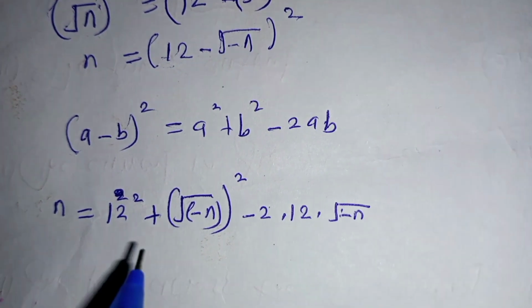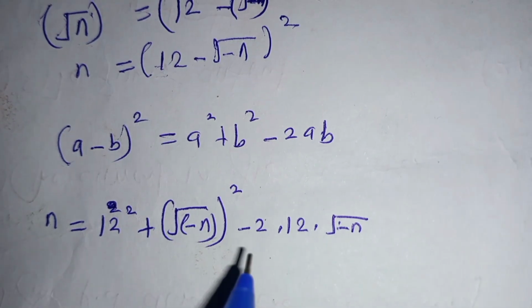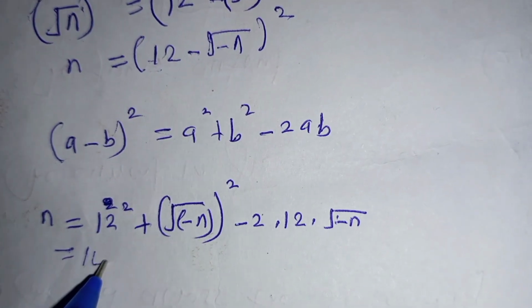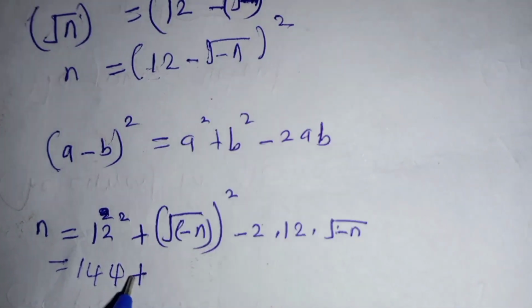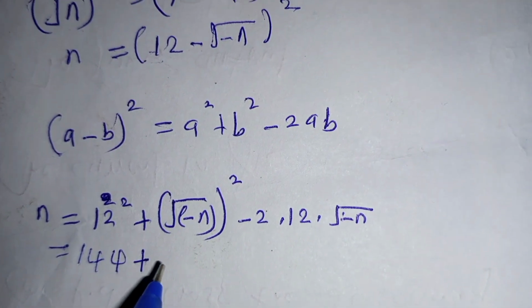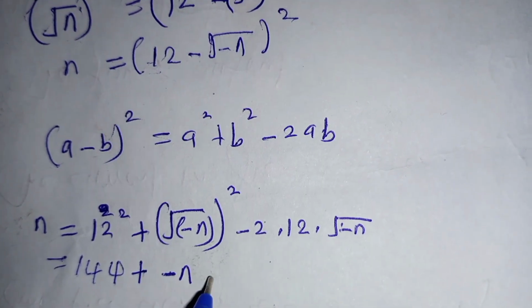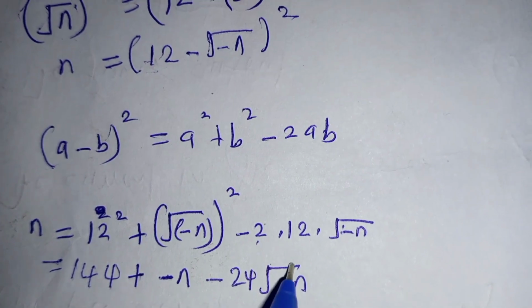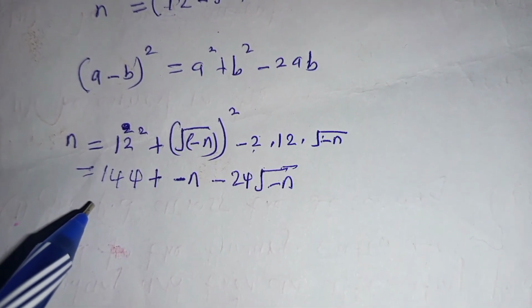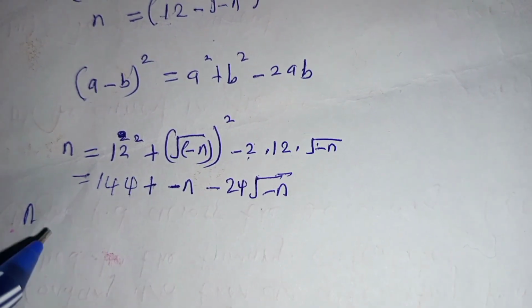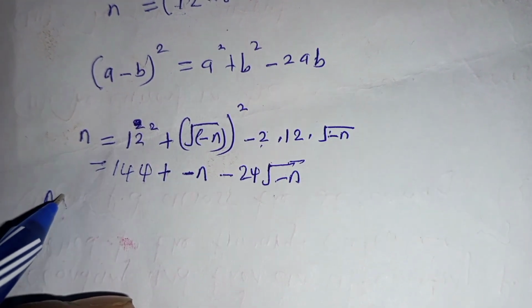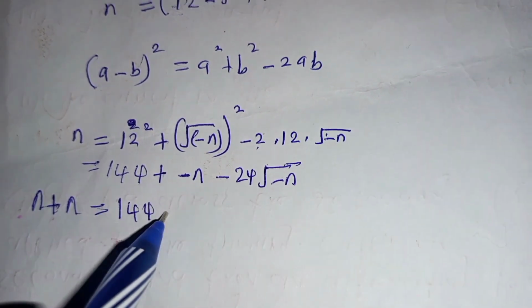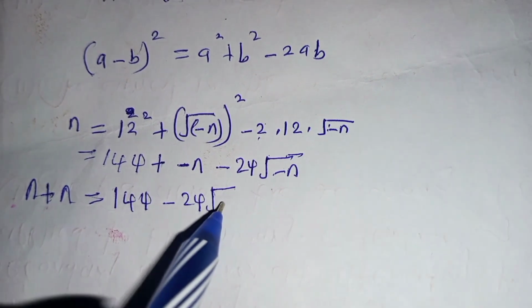So we substitute in this identity here to obtain 12 squared plus square root of negative n squared minus 2 times 12 times square root of negative n. 12 squared is 144 plus, when you are squaring a number and you are taking square root, it is the same as that number. So we have negative n minus 24 multiplied by square root of negative n. Then we take the negative n to the left. When you take a negative number to the left, the sign changes from negative to positive. So we shall have positive n being equal to 144 minus 24 square root of negative n.